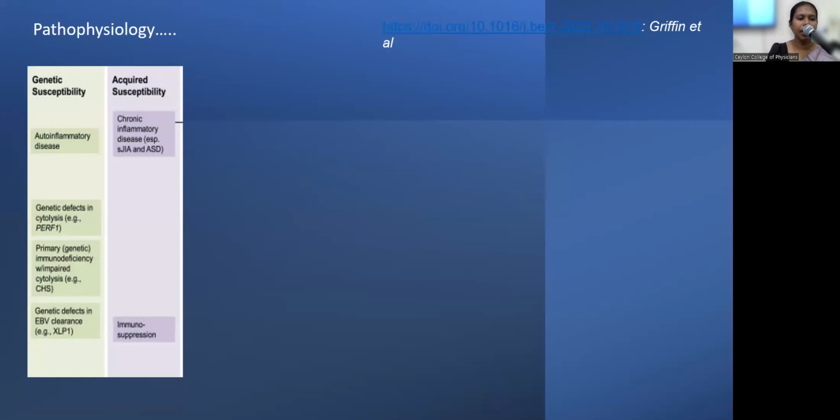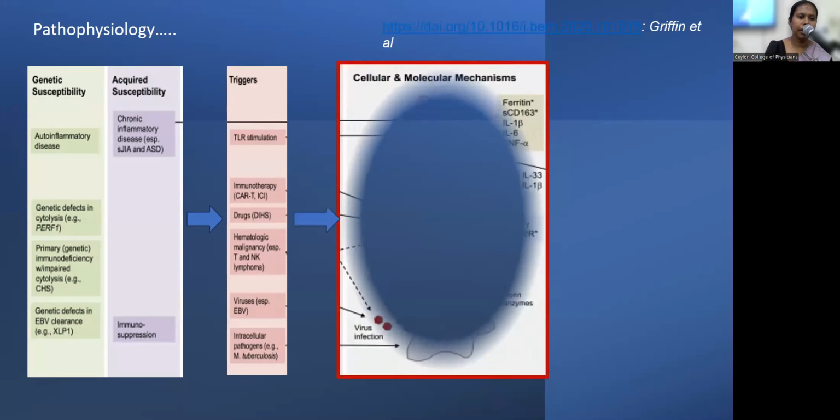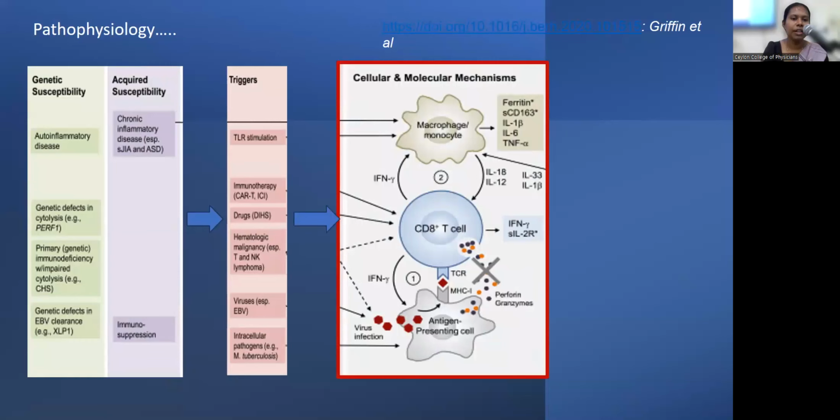Patients should have a genetic susceptibility, especially among children, or an acquired susceptibility among adults. This susceptibility should be met with a potential trigger. And this amalgamation, the susceptibility and the trigger, will lead to a variety of cellular and molecular mechanisms. The mainly involved cells are the macrophages and the NK cells.